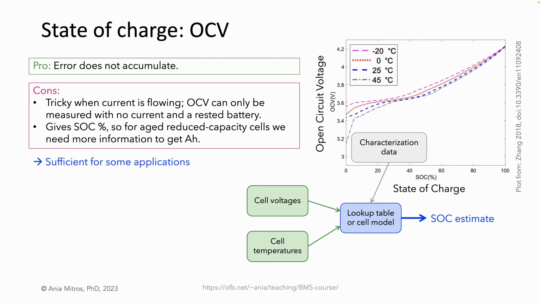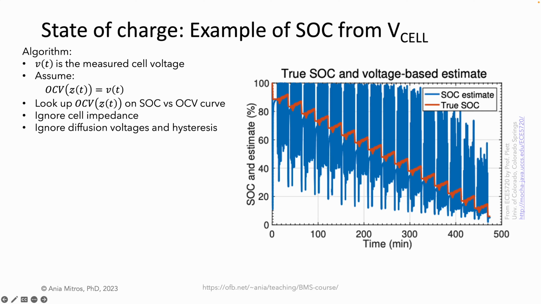Here's an example of using only voltage from Professor Plett at the University of Colorado in Colorado Springs. In the plot, the orange line is the true state of charge for a real battery, and the blue curve is the SOC estimate using only the voltage and a very simple algorithm. The algorithm simply measures the cell voltage, V of t, and looks up an SOC versus OCV curve. This assumes that the open circuit voltage is equal to the measured voltage, a poor assumption with correspondingly poor results.